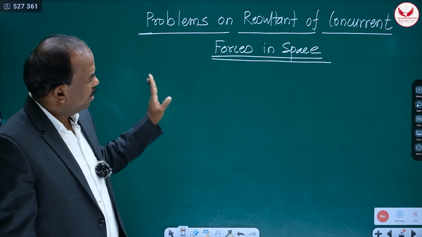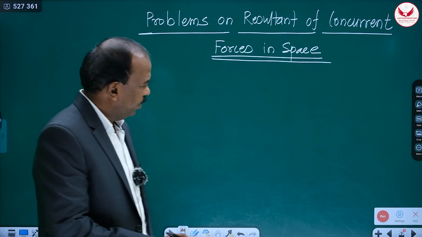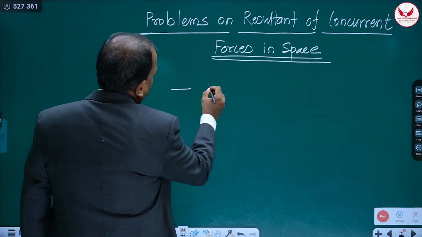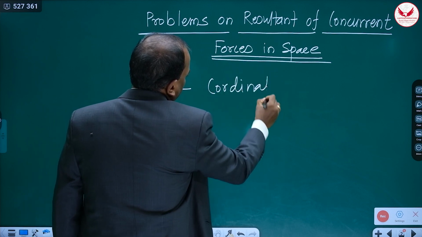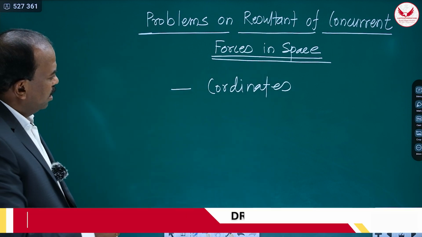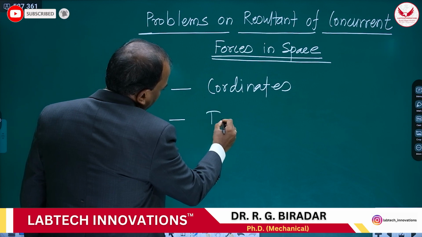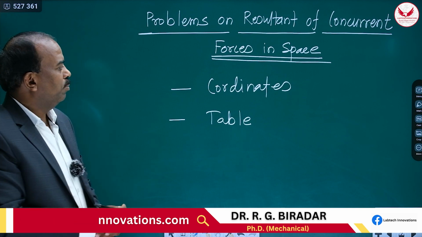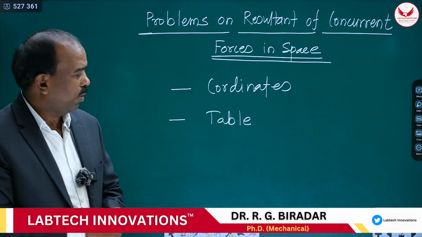So in this method, when resultant of concurrent forces are there, what we have to do? The first step is to find the coordinates of the points, or write the coordinates of the points. Then the second step is preparing the table. So I can say that this method is the table method. Preparing the table in depth I'll explain while solving the problem.